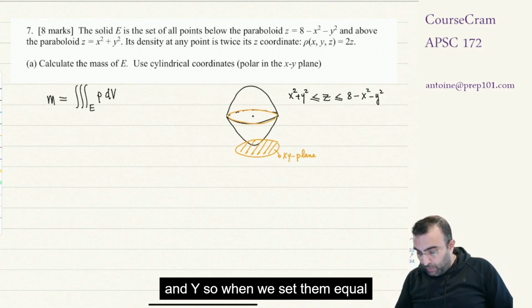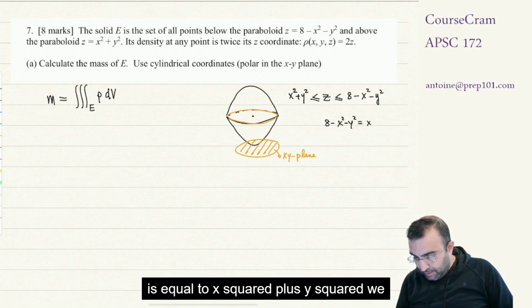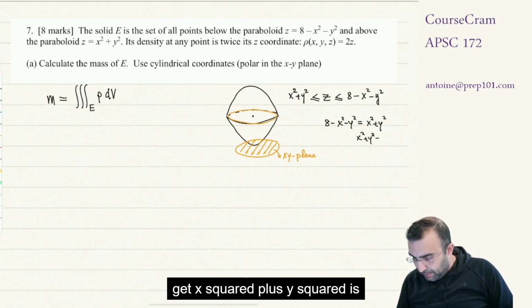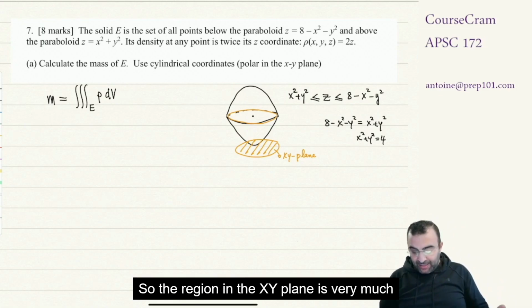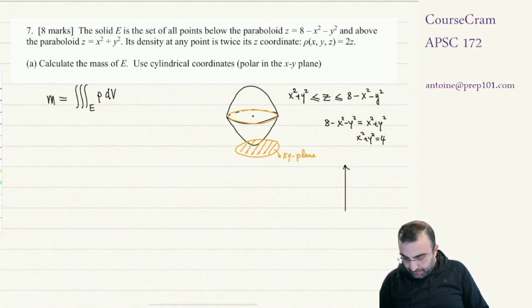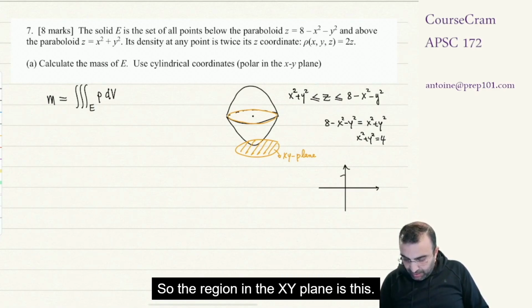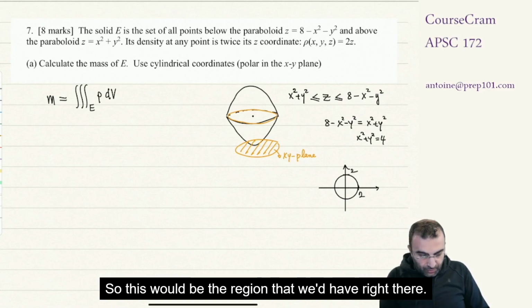So when we set them equal, 8 minus x squared minus y squared is equal to x squared plus y squared. We get x squared plus y squared is equal to 4. So the region in the xy plane is very much polar, if you want to draw it. So the region in the xy plane is this. It's the circle of radius 2. So this would be the region that we'd have right there.